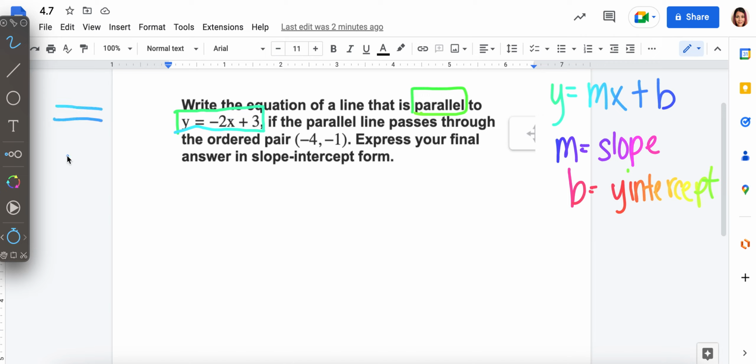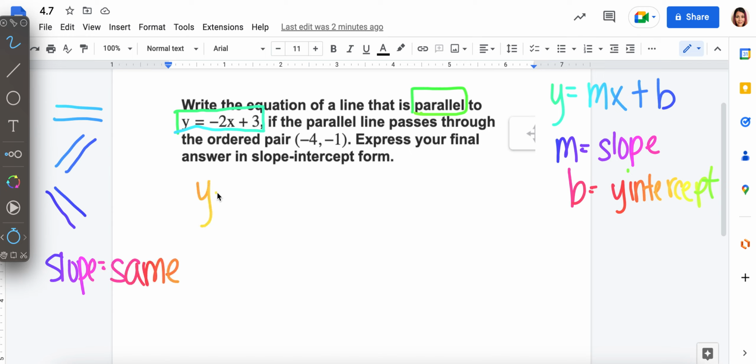Parallel lines never meet. So no matter how they're written, the slope, the constant of change, the rate of change, is always the same because they have to increase at the same rate or fall at the same rate, just like these lines. So we know that the slope of parallel lines is going to be the same. So taking our original equation, and we're writing an equation that's parallel to this equation, we know that our slopes have to be the same.